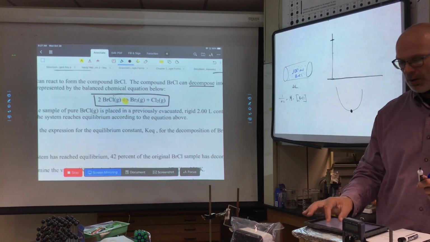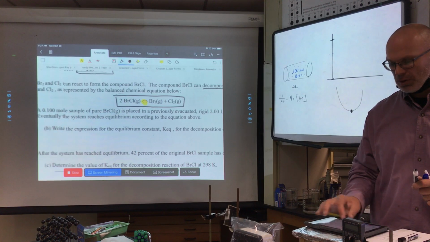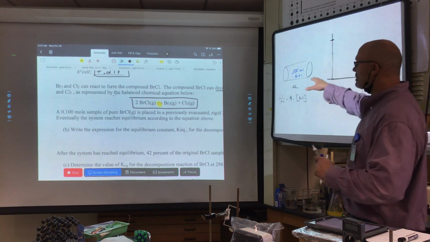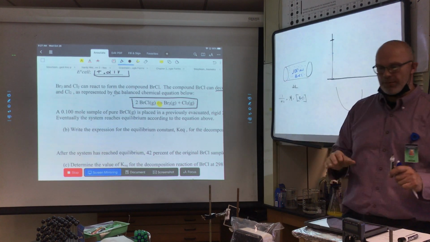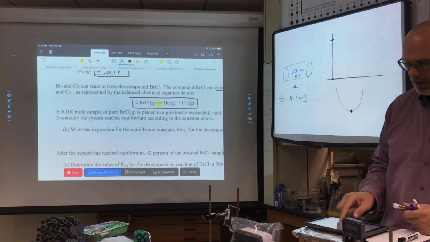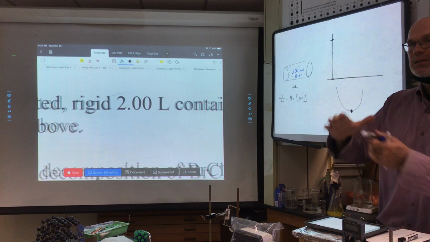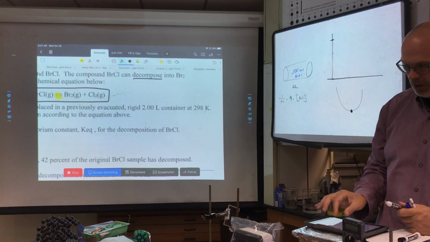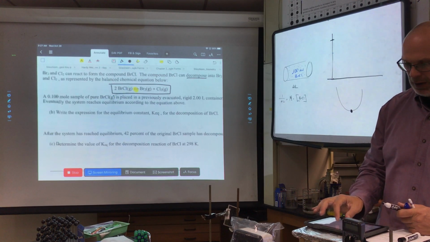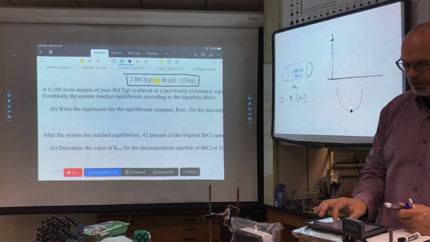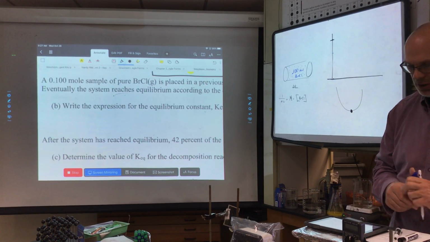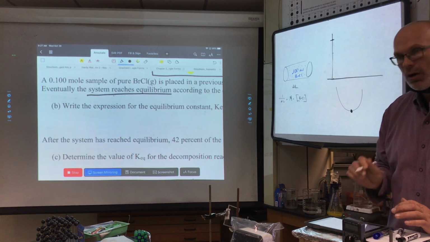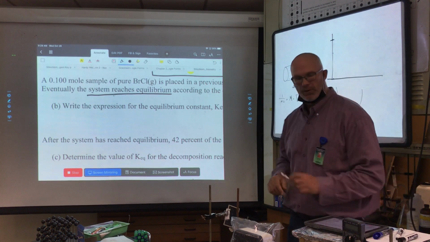So we put a 0.10 mole sample of pure BrCl in this previously evacuated empty container. It's a 2-liter container, and it's rigid, which means it's not going to change like a balloon. It's going to stay at a 2-liter volume, at a certain temperature. Eventually, the system reaches equilibrium, as the reaction is telling us. What does that mean? System reaches equilibrium. Okay, let's take a look at this.